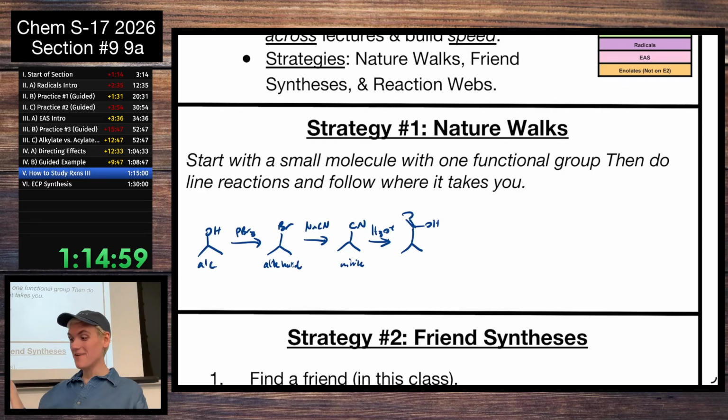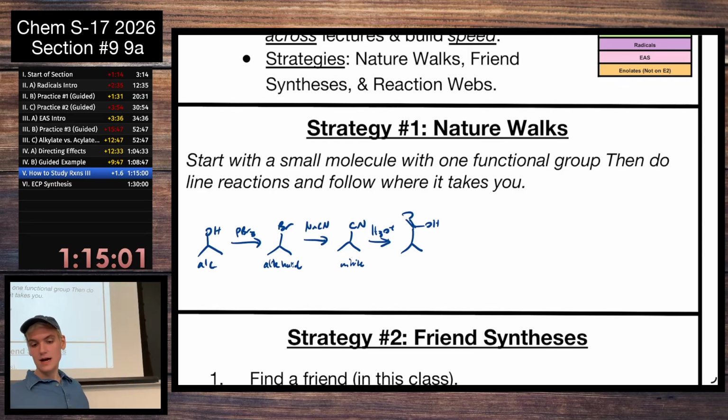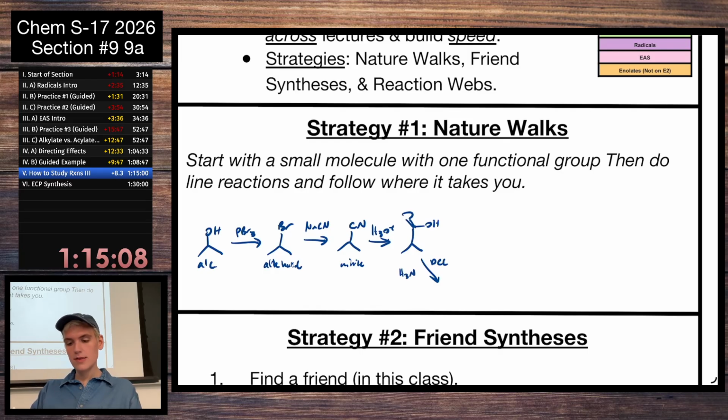I'm in Grand Central. I can go anywhere I want in CAD land. So what if I did DCC with NH3? Well, that could make an amide, right? NH2.